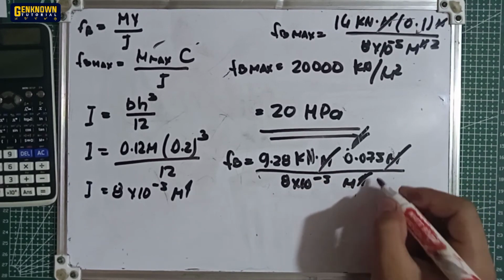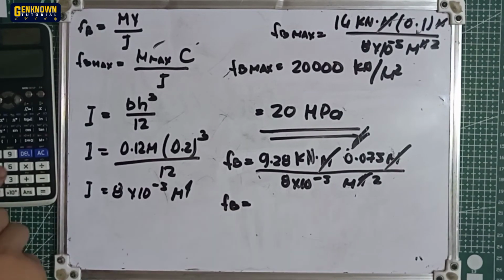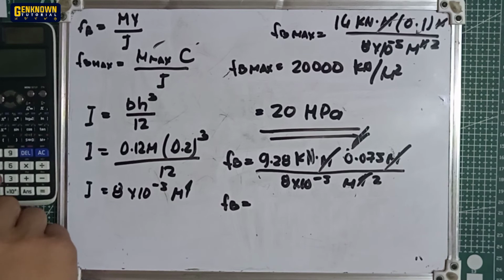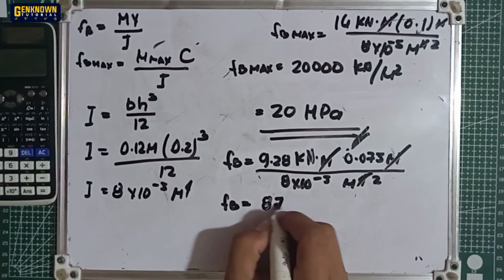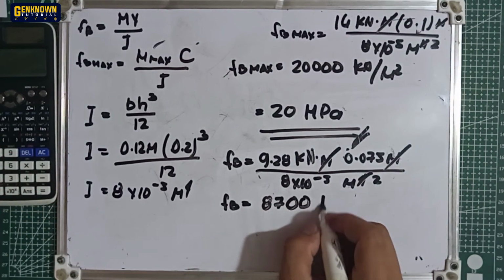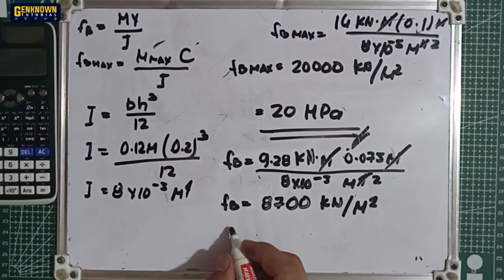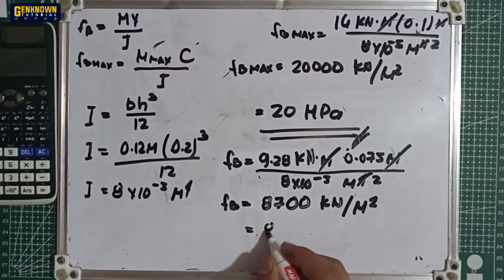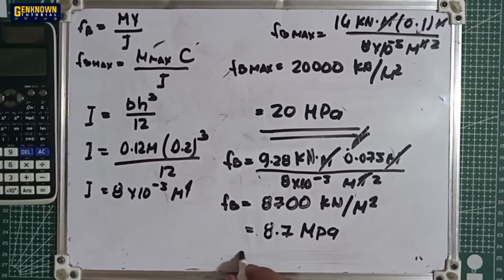Cancellation ng mga meters. Ayan. So FB, flexural stress at point B, is equal to 9.28 multiplied by 0.075 all over by 8 by 10 raised to negative 5, is equal to 8,700 kilonewton per square meter, or equal to 8.7 megapascal. So ito na yung answer sa second requirement.